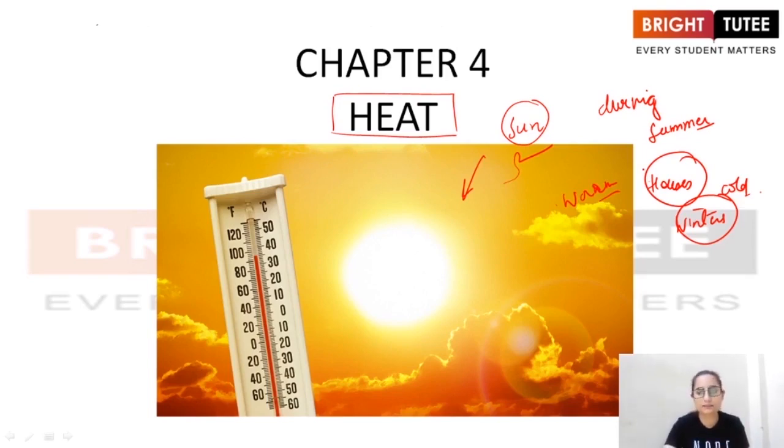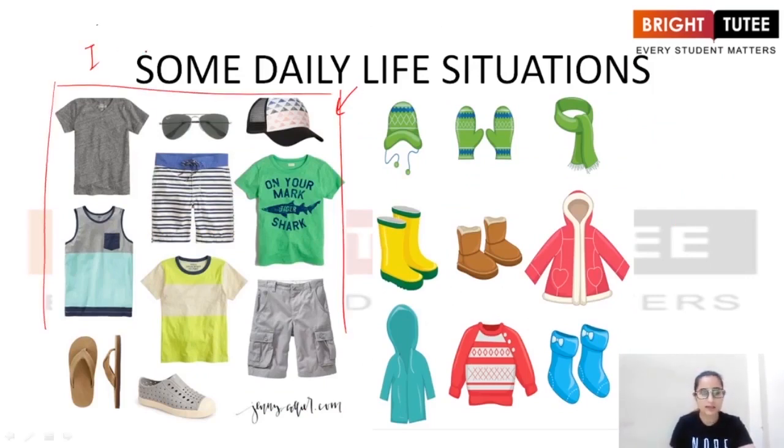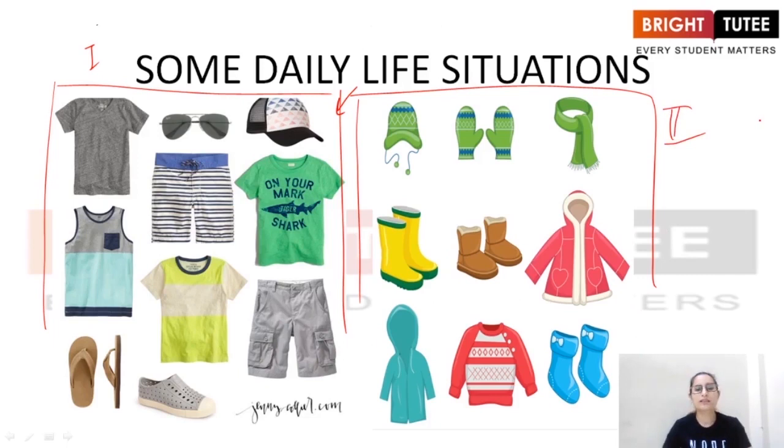Let us start. As I told you, I gave you some daily life situations. During summers you wear these kinds of clothes, in box 1, and in box 2, there are some clothes that are worn in the winter season, right? Now what is the difference between them? During summers you want the air to pass through your clothes, right? The clothes should not trap air. So these clothes do not trap air.